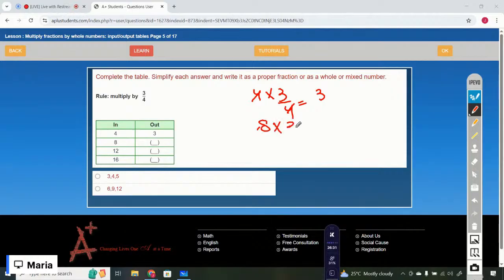Now 8 times 3 by 4. 4 times 2 is 8. 2 times 3 is 6. So the next value is 6. Then 12 times 3 by 4. 4 times 3 is 12. 3 times 3 is 9. So the missing value is 9.